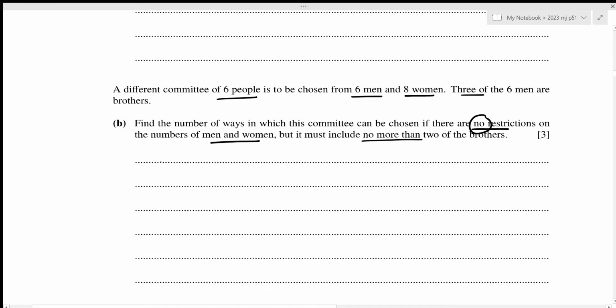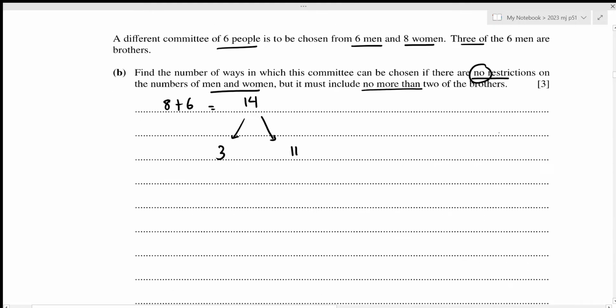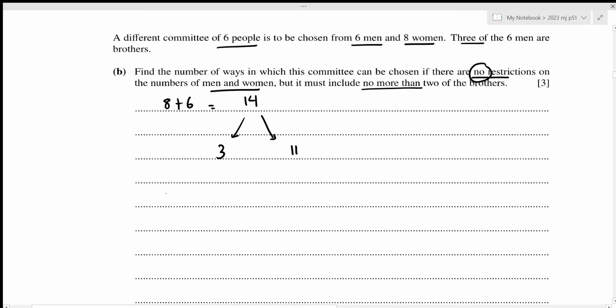Okay, so we have a total of 8 plus 6 people from which we can choose 6 people to form a committee. So that's a total of 14 people, out of which 3 people are brothers. The remaining 11 people, they do not have any relations that we know of, right? And now we need no more than 2 brothers. So we can just divide it into 3 different scenarios. The first scenario is where we have 0 brothers. In this case, we choose 0 out of these 3 people, and we choose all 6 people for the committee out of these 11 people, right?